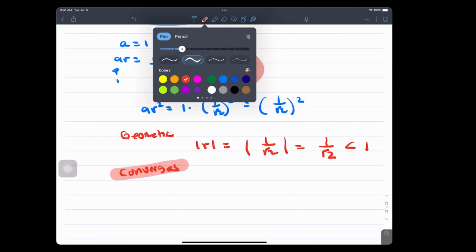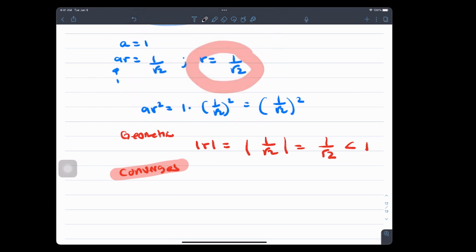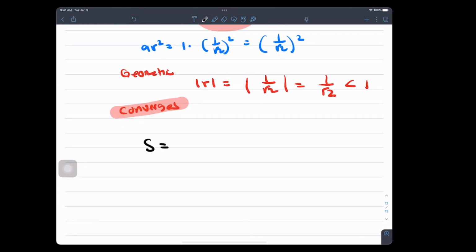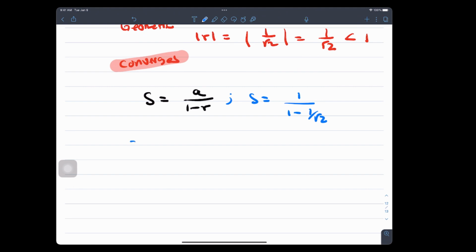And what's the sum? You got to use the sum formula. S is A over 1 minus R for the sum. So you're going to say now what? What is A? 1. And then 1 minus 1 over the square root of 2. So then we're going to have to do a little bit of algebra, right? You guys know what I'm talking about? Multiply by square root of 2 over square root of 2: square root of 2 minus 1 over the square root of 2. You guys know what this becomes?